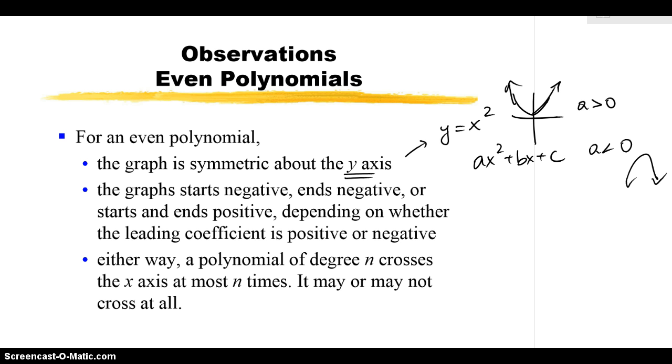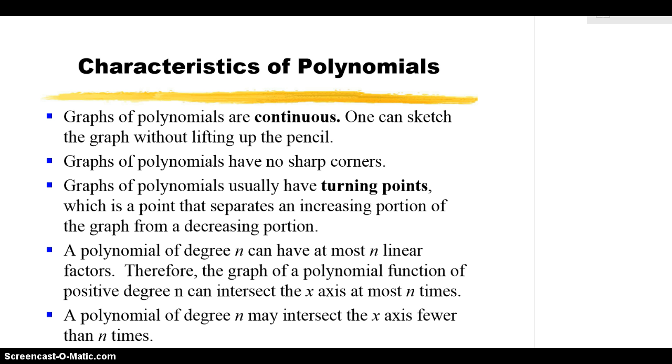Okay. Either way, a polynomial of degree n crosses the x-axis at most n times. It may or may not cross at all, right? So you've already seen an example of this. If we have x squared plus 2, the graph of it looks like this, where this is 2, does not cross the x-axis at all, right? So it crosses at most n times yet again, but it doesn't have to cross at all.